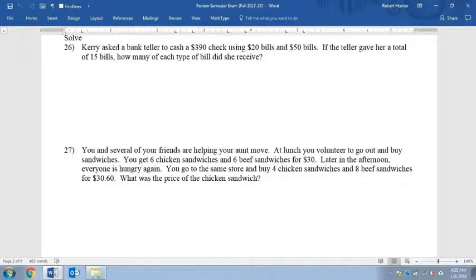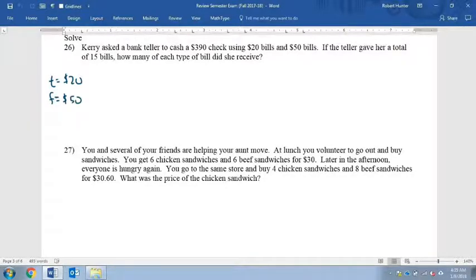So, Carrie asked a bank teller for a $390 check using $20 bills and $50 bills. If the teller gave her a total of 15 bills, how many of each type did she receive? Well, okay, so she's got two types of bills. Let's just say a T is a $20 bill, and a T is a $10 bill, I'm sorry. And a 50. I got 20s and 50s. Okay, so that's a 20, and let's use F for 50s.